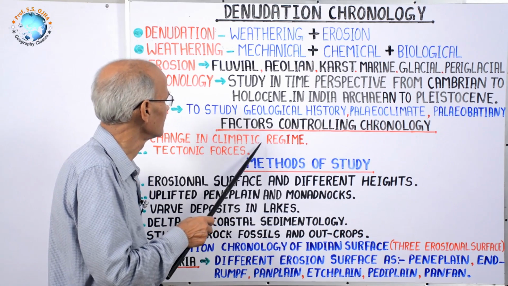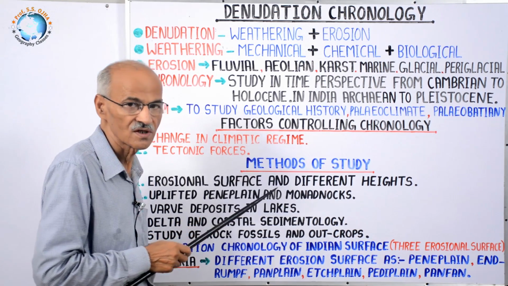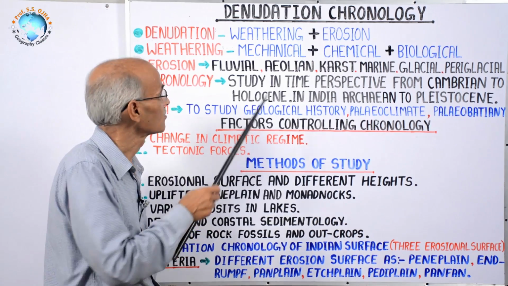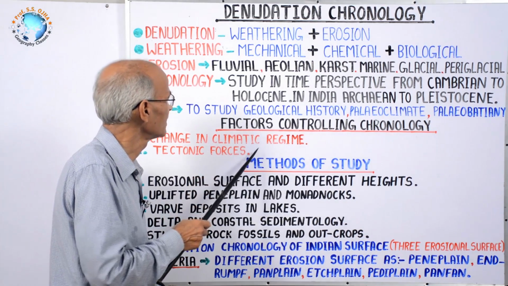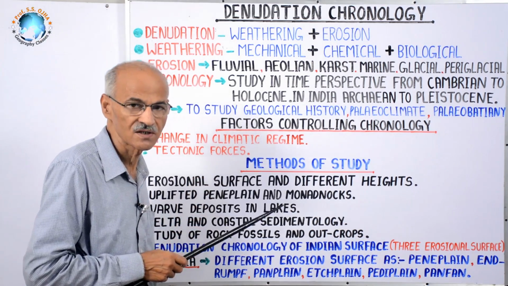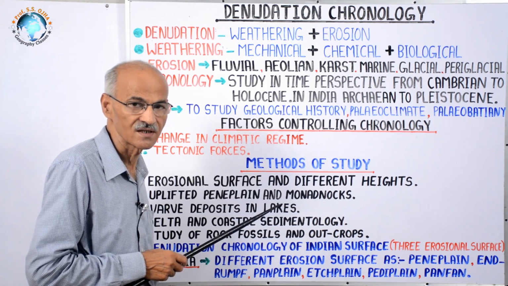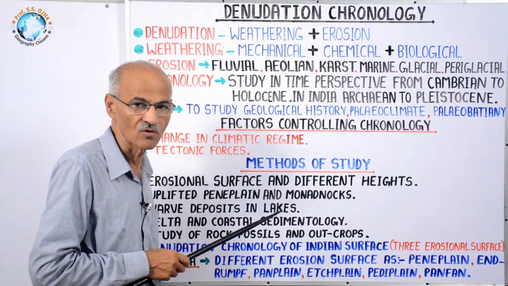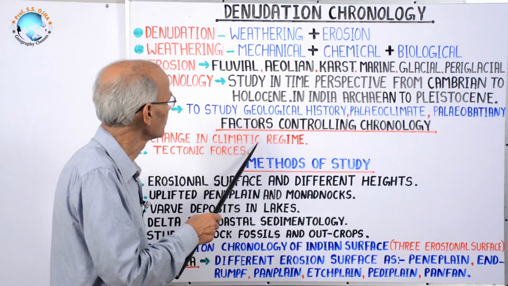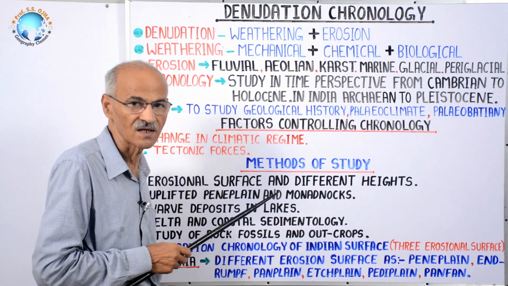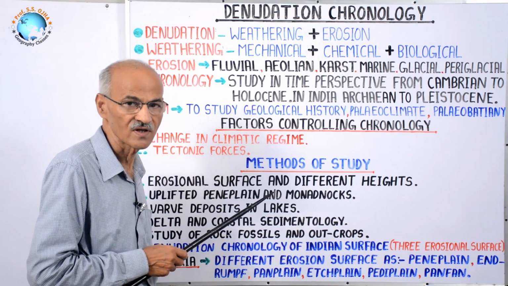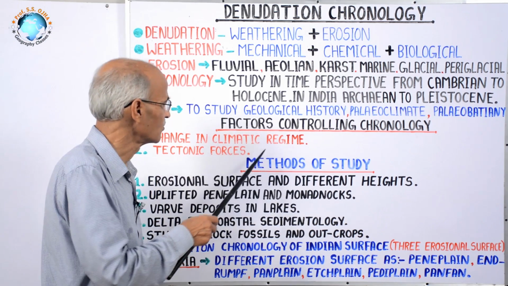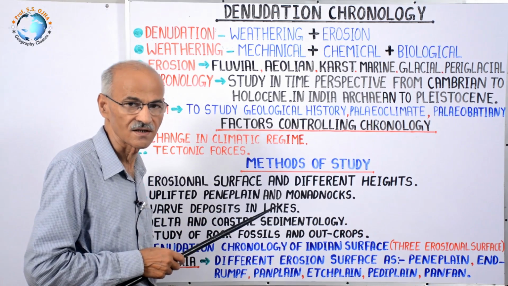But if we go into its historical or chronological perspective, we can see that in the past there had been climatic change. For example, global warming and global cooling. Twice global cooling has taken place. Number one, Carboniferous glaciation, and number two, Pleistocene glaciation.